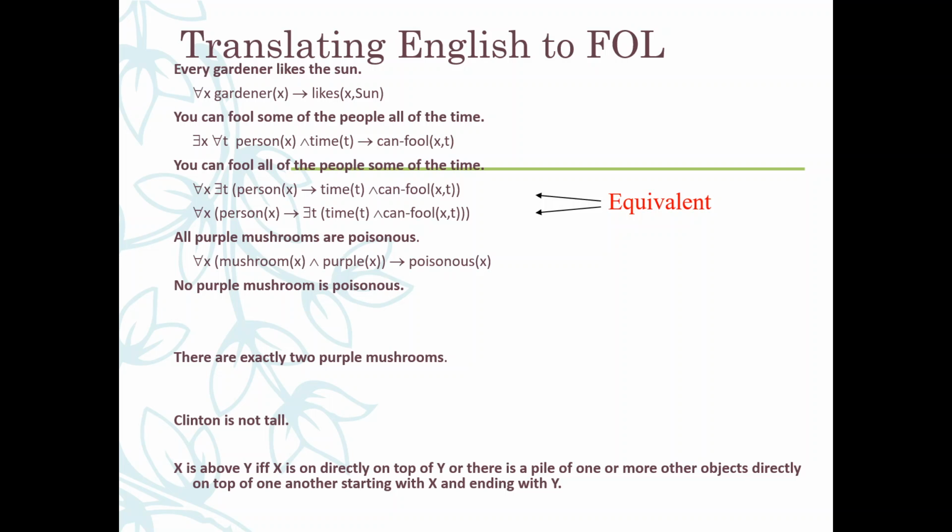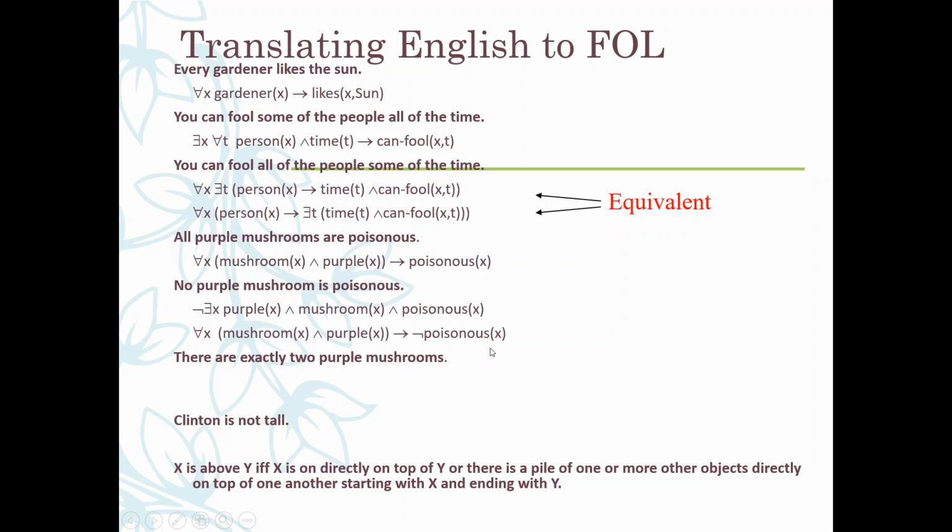Next sentence is that no purple mushroom is poisonous. It is again going to be represented in two ways. No purple mushroom means that it is not the case that for some x, purple(x) and mushroom(x) and poisonous(x). Right? That is no purple mushroom is poisonous. Now here, for all x, mushroom(x) and purple(x), the implication will be not poisonous(x). That is another way you can say it, that all purple mushrooms are not poisonous.